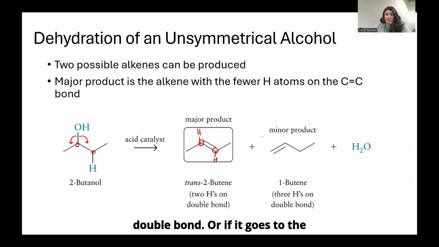Or if it goes to the left, we see that we have three total hydrogens bonded to this carbon-carbon double bond. So this is the minor product, and this is the major product. The major product has a carbon-carbon double bond between two more substituted carbons, so carbons bonded to more carbons than the minor product.